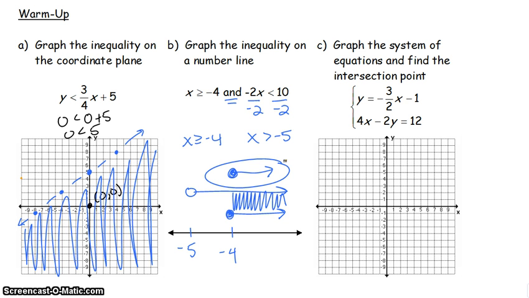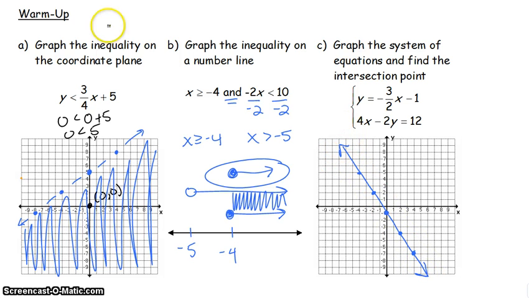And last is graphing a system of equations. So if we want to graph the system of equations, we find our solution by finding the intersection. And we start with our first line, our y-intercept of a -1. We have a slope of a -3/2, so I'm going to go down 3, right 2. Down 3, right 2. We're also going to go up 3, left 2, up 3, left 2. There is our first line.